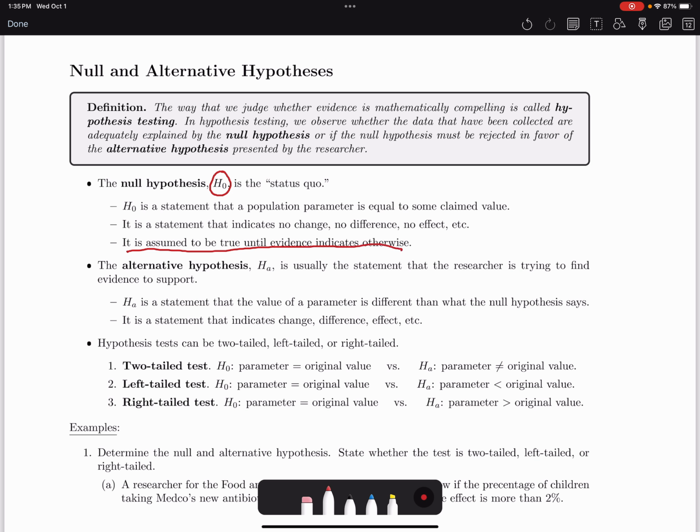And so consequently, the null hypothesis is going to be a statement that indicates that there's no change, no difference, no effect. Things are the same as they always have been, right? The alternative hypothesis is going to be denoted by the symbol H sub A. Some people denote it with an H sub 1, but in these notes, I'll use H sub A for the alternative hypothesis. And the alternative is usually a statement that the researcher is trying to find evidence to support. It's definitely going to be a statement that indicates some kind of change or difference or effect.